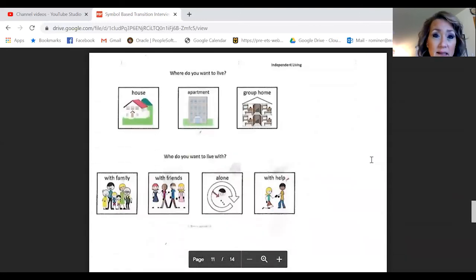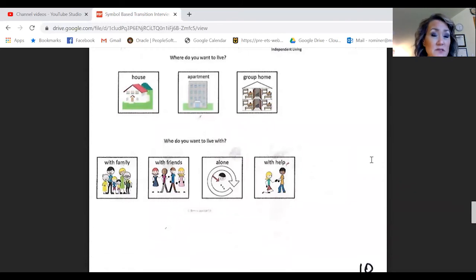Where do you want to live? Do you want to live in a house, an apartment, or a group home? It might be a good idea to take your student around to show them. If you live in a house, obviously they know what that is, but show them what an apartment's like, show them what a group home is like, so they get an idea of what their options are when they graduate. Who do you want to live with? With family, with friends, alone, with help?